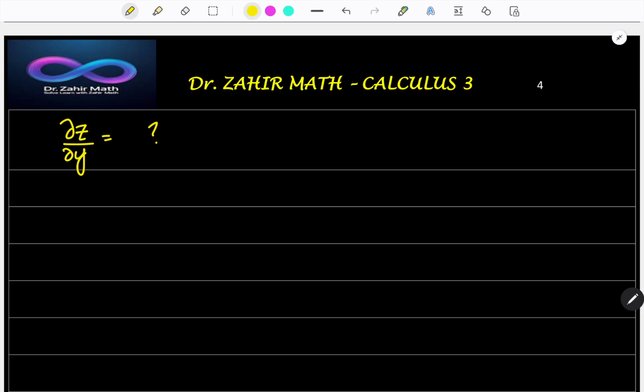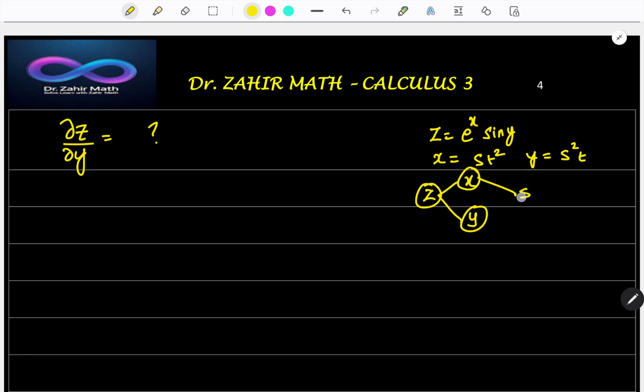Before going to dou z by dou y, let me write the function because I cannot move the screen up and down. Z is e power x sine y, and x is equal to s t square and y is equal to s square t. So let's start now. Z is a function of x and y. And x is a function of s and t. Y is also a function of s and t. Now you have to find dou z by dou t, the landing variable. So dou z divided by dou t. These things you are going to find out.